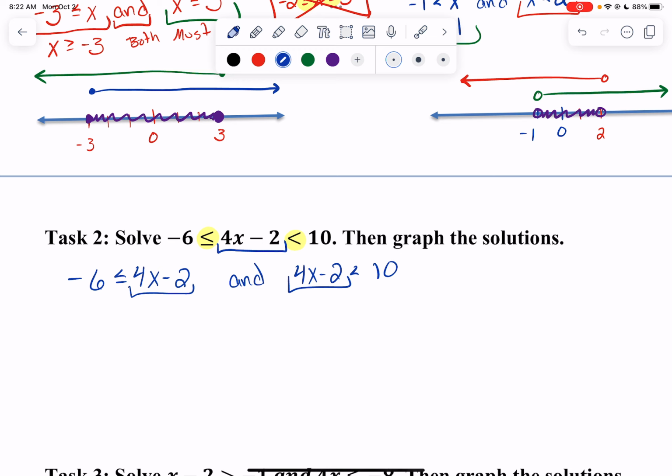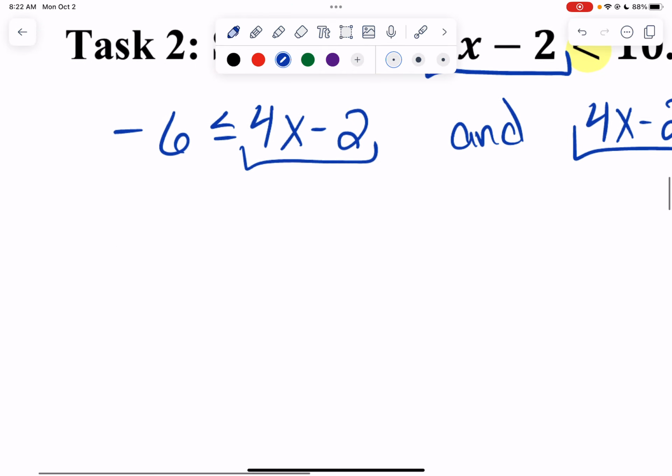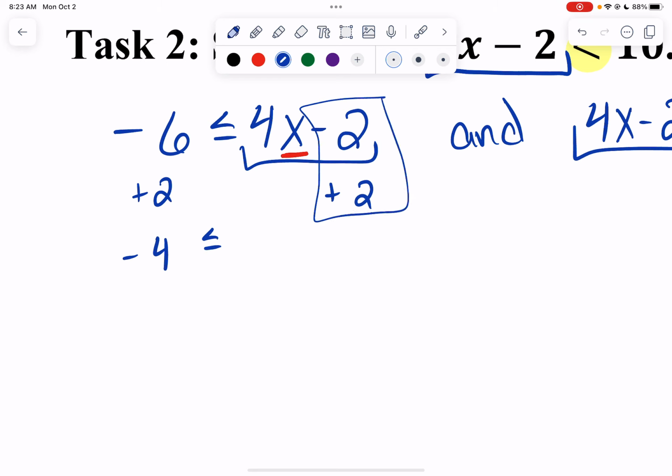Okay, so now we're just going to solve each of these separately and then put them together. If I solve this left side, I'm going to start by adding 2 to both sides. My goal: get that x guy by itself. So I add 2 to both sides. -6 plus 2 is -4, is less than or equal to 4x plus -2 plus 2, which is 0. Left with 4x. Divide both sides by 4. I'm dividing by a positive, so I don't need to worry about my inequality. -1 is less than or equal to x, or if I flip it over, x is greater than or equal to -1.